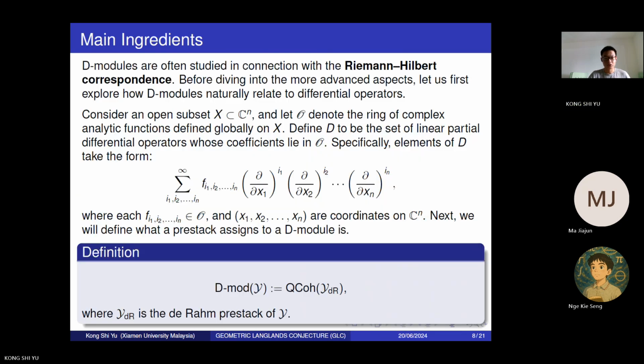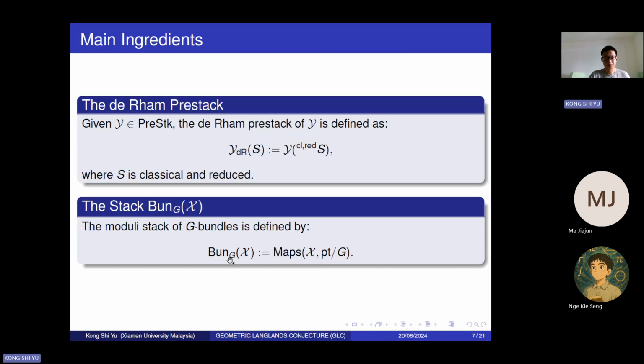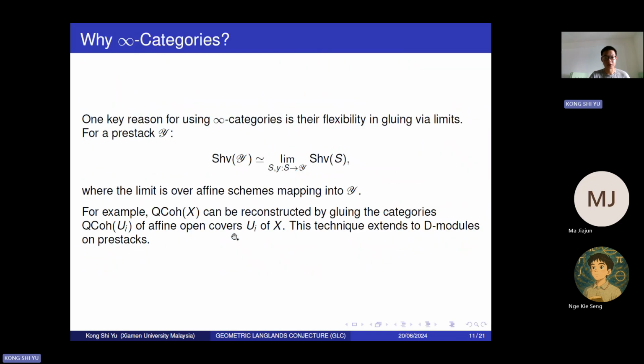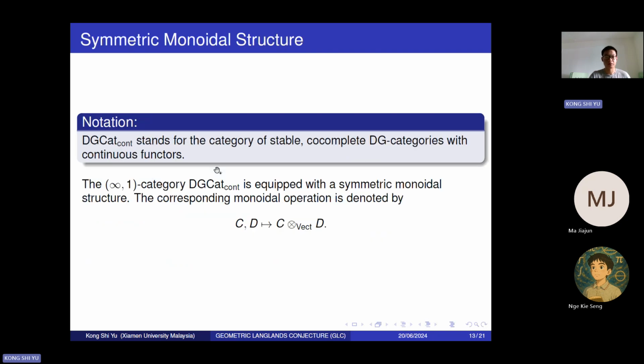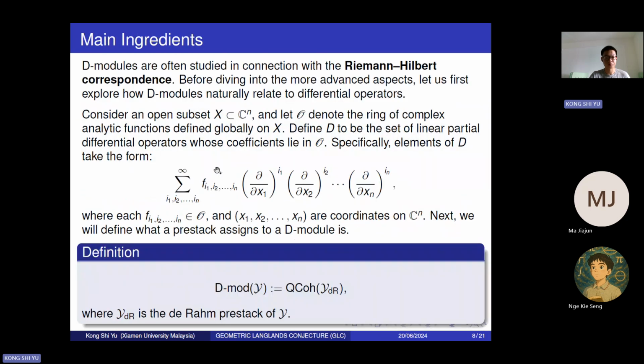So this Bun_G is what we want; we want to map this stack to D-mod. But before that, we'll introduce what a D-module is. D-modules are very classical. They are quite frequently mentioned in these past few months because of Kashiwara getting the prize for this theory.